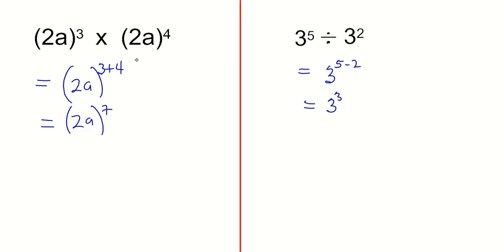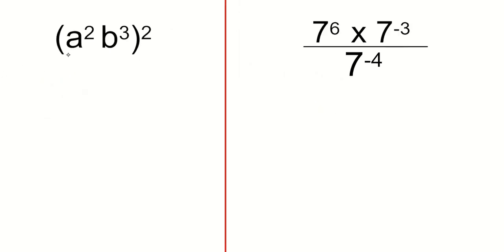Now we move on to the next set of examples, and we have this one: (a exponent 2 times b exponent 3) all exponent 2. To solve this one, this a exponent 2 is going to be affected by the exponent 2 here. So at the end, we have (a exponent 2) all exponent 2 times, now this b exponent 3 is also going to be affected by the exponent 2 here. So that gives us (b exponent 3) all exponent 2.